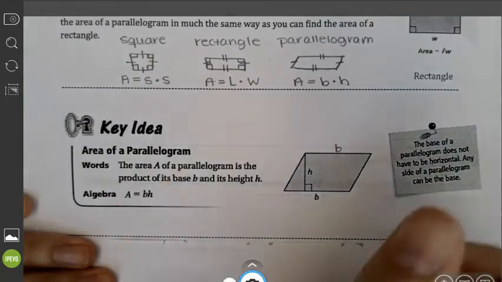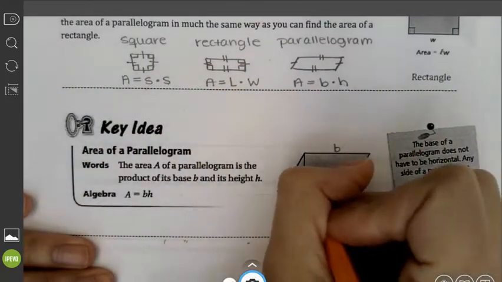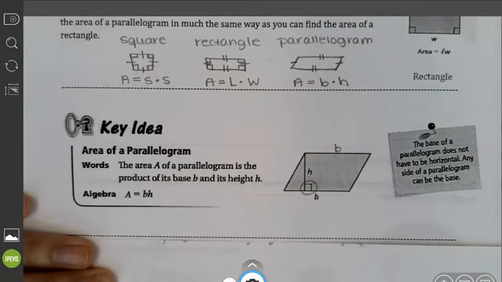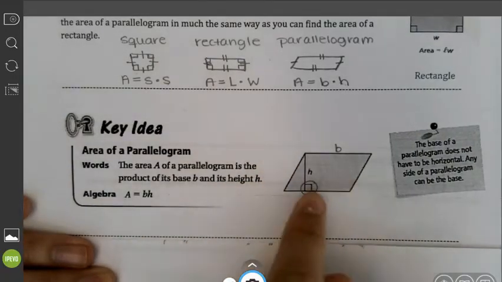Now, in order to find the height, just like what I said before about all of these, they're all similar in that the two numbers you are multiplying together must create right angles. So we look for that little box to identify a right angle. The height creates a right angle with the base.